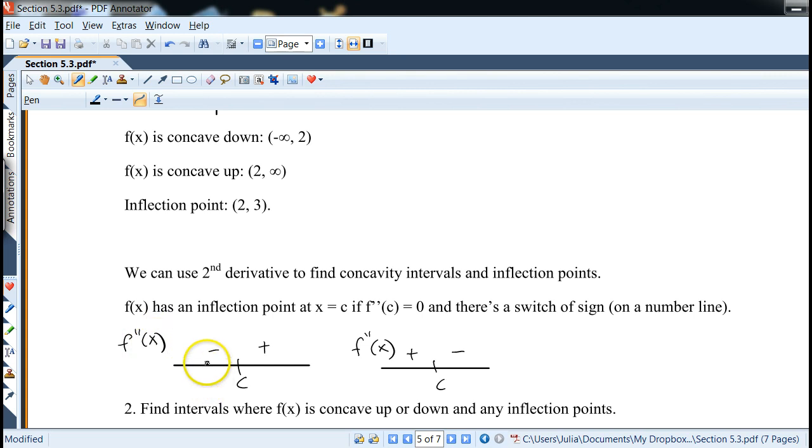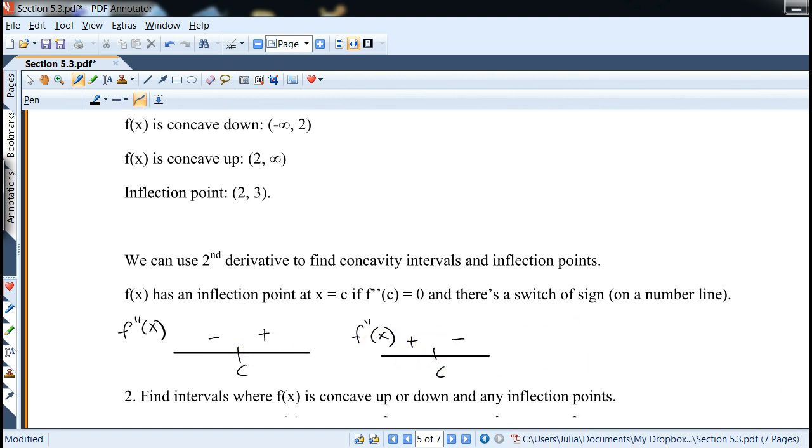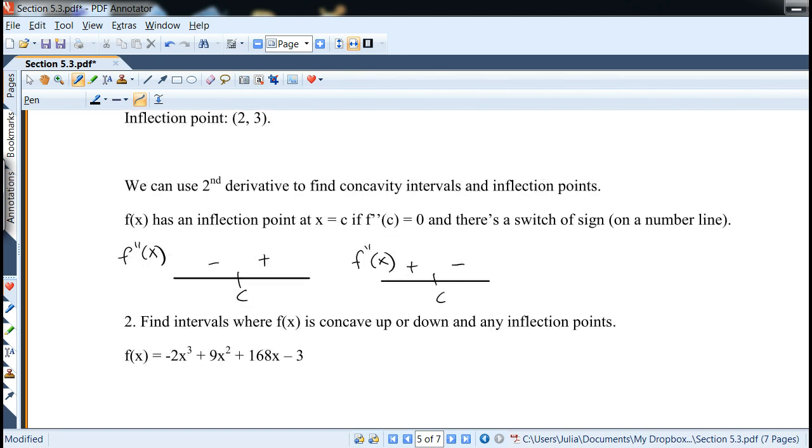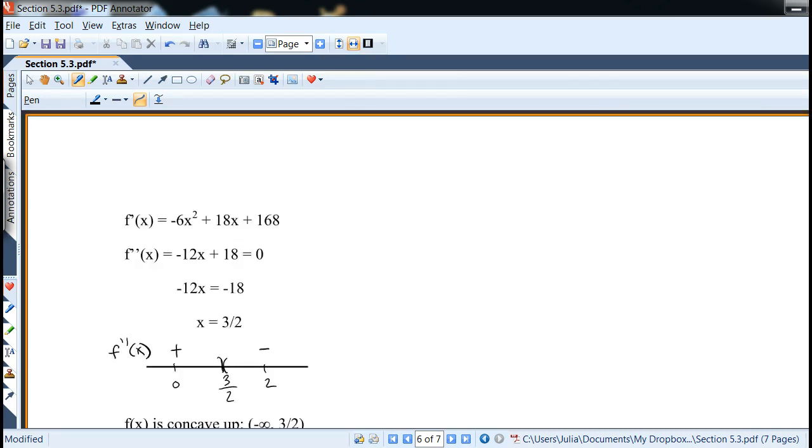So you're going to pick some test points to plug in, and what you get is negative, let's say, switching to positive, or positive switching to negative. That means you have an inflection point at that point. So we can do a quick example.